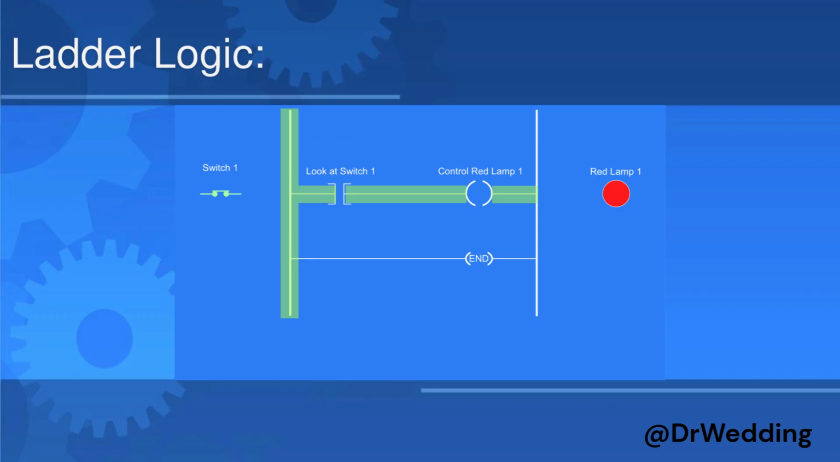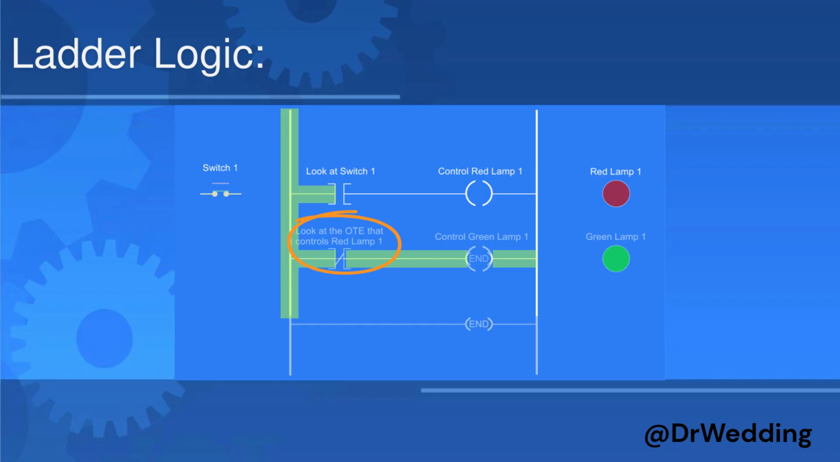Let's expand this program and add a second rung. This newly added second rung has an XIO command, and it is monitoring the OTE that is controlling red lamp 1. This is allowed. An input can look at any device connected to the input card, and it can look at any OTE command. This newly added rung also has an OTE command that is controlling a green lamp. The left side of the XIC and the left side of the XIO are connected to the left rail, so both commands have a positive voltage or logical 1 entering them.